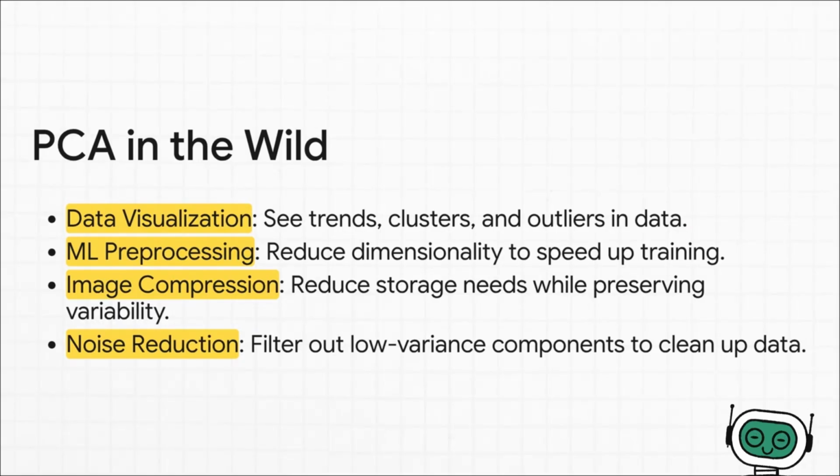So where do people actually use this? Well, it's a go-to tool for data visualization, letting us squash high-dimensional data down to 2D or 3D so a human can actually look at it. It's also a standard pre-processing step in machine learning to make models faster and more robust. It's even a core idea in image compression and noise reduction. It's all about finding the signal in the noise.